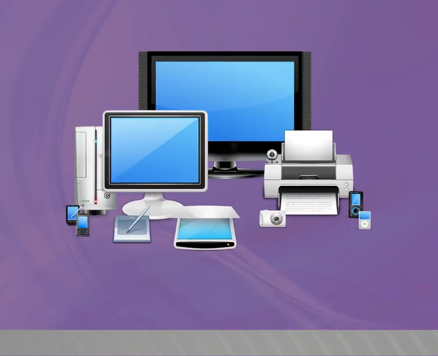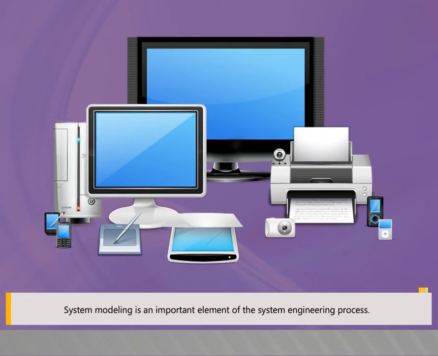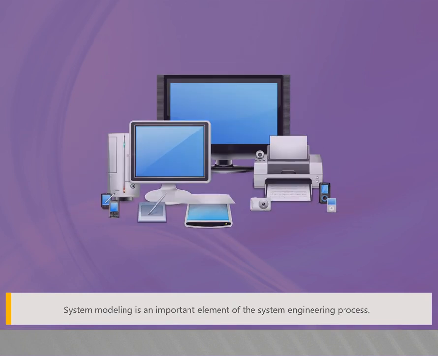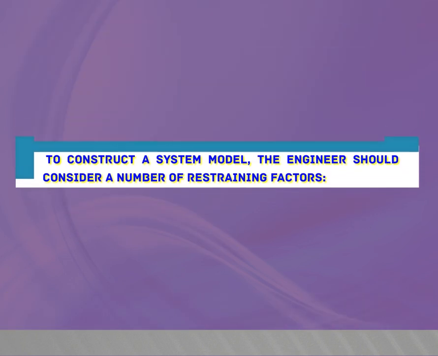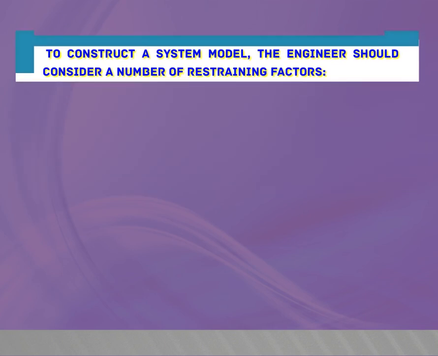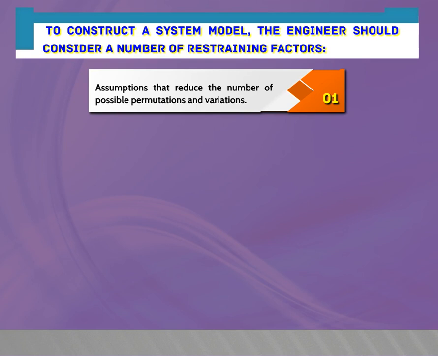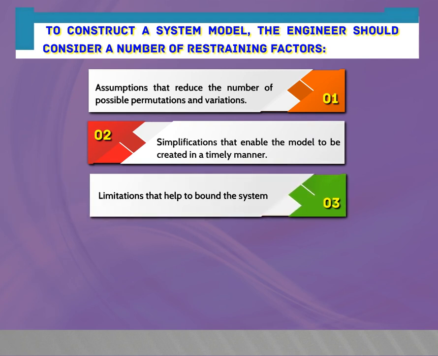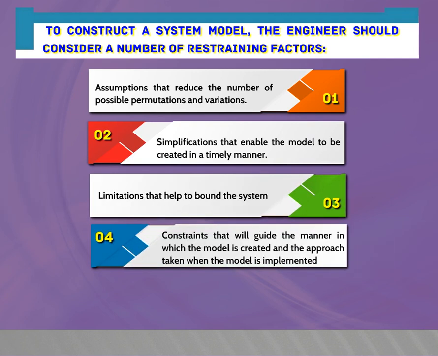System modeling. System modeling is an important element of the system engineering process. To construct a system model, the engineer should consider a number of restraining factors. Assumptions that reduce the number of possible permutations and variations. Simplifications that enable the model to be created in a timely manner. Limitations that help to bound the system.